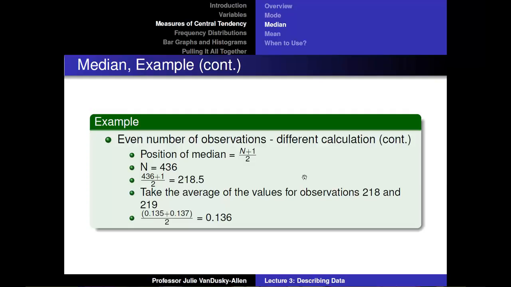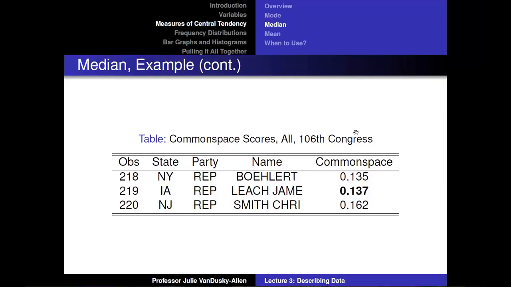If we have 436 observations, our calculation would produce 218.5. So we should take the average of observations 218 and 219. Observation 218 had a value of 0.135. Observation 219 had a value of 0.137.